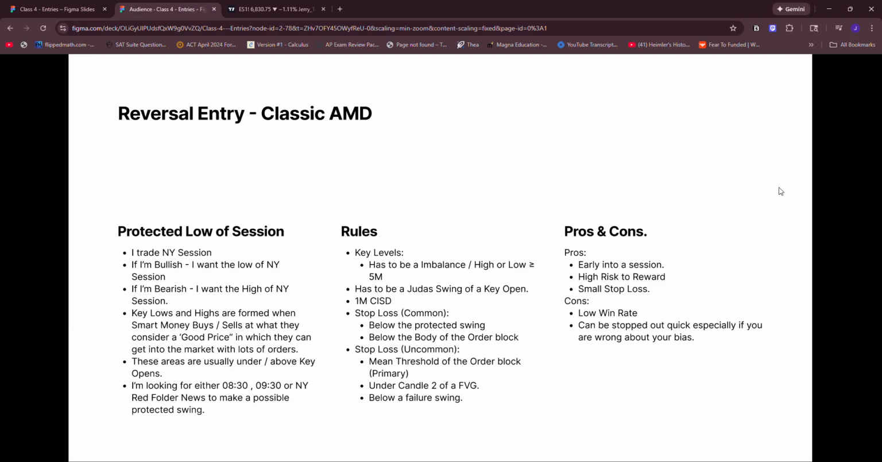So pros and cons, right? With the reversal entry, it's very early into the session, right? So that means you can get in with all the volatility, right? So it's usually faster moves, higher risk reward, right? Because your stop loss is pretty small and you still don't really know. You're still at the very beginnings of the range formation, New York session, so you have a lot more of that potential range that you can trade into. And then you have a small stop loss.